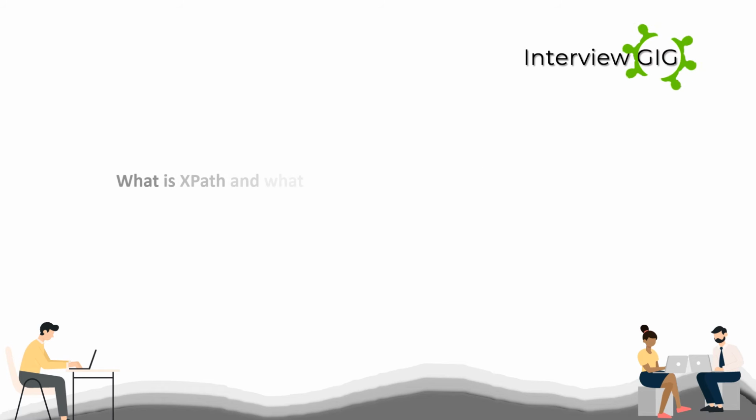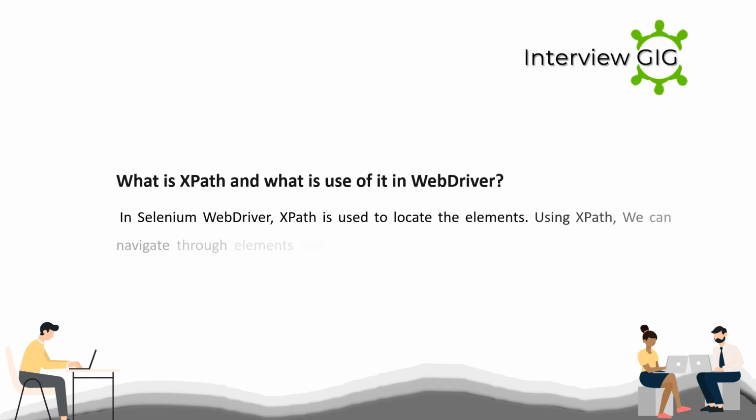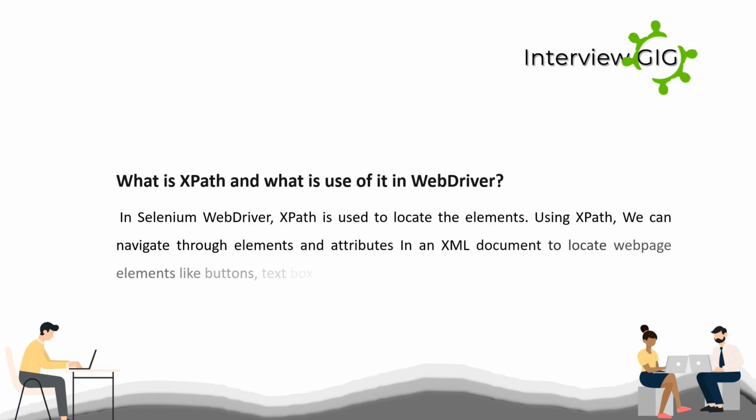What is XPath and what is the use of it in WebDriver? In Selenium WebDriver, XPath is used to locate the elements. Using XPath, we can navigate through elements and attributes in an XML document to locate web page elements like buttons, text boxes, links, images, etc.